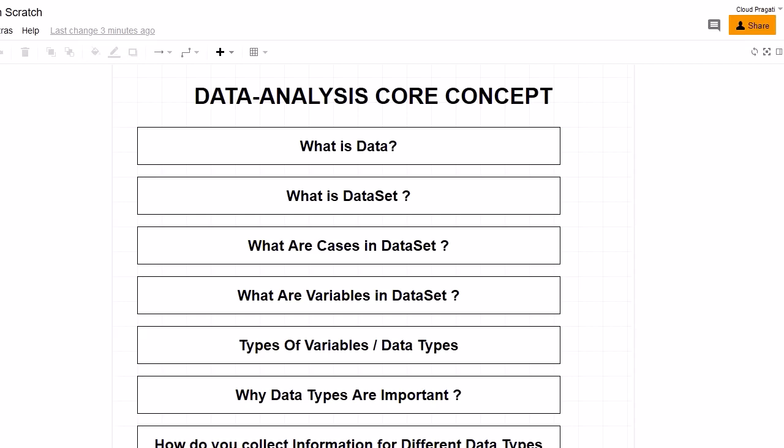To collect this information, they either need to visit their competitors' sites and websites, or they need to conduct some survey within the given area. So all this information which they are collecting is nothing but data.